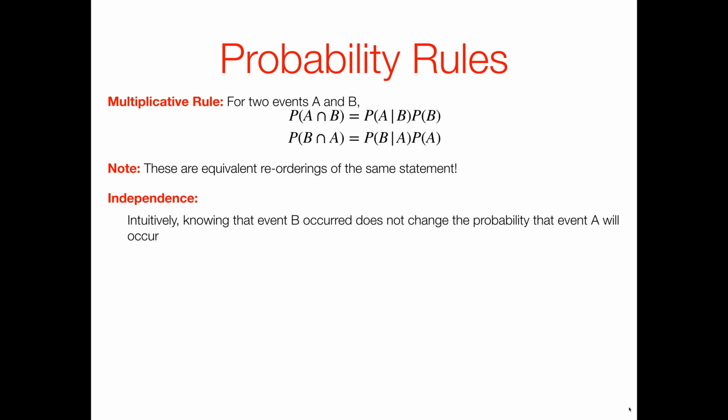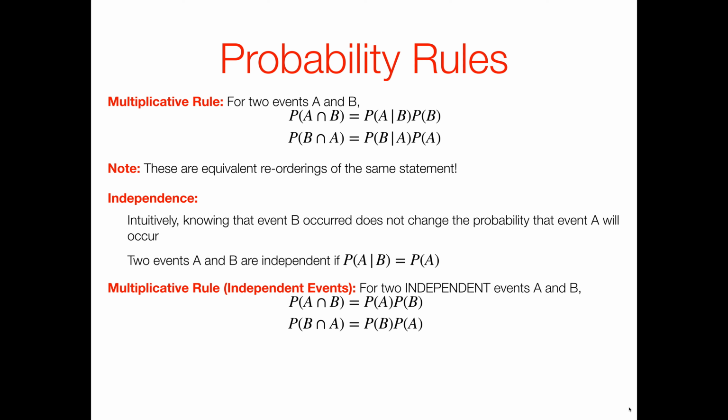We also have this idea of independence. Intuitively, independence is that knowing that event B occurred doesn't change the probability that event A will occur. So if you know something about B, that didn't give you any information about A. Symbolically, if A and B are independent, the probability of A given B is just the probability of A. So knowing B didn't change the probability.